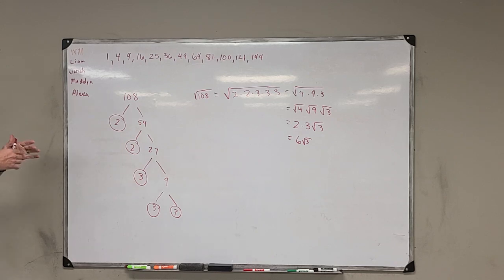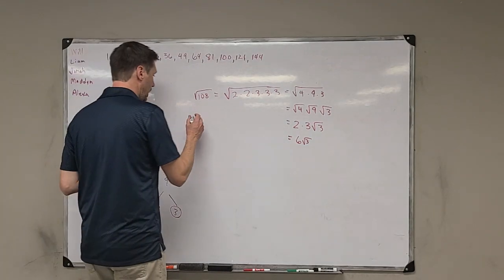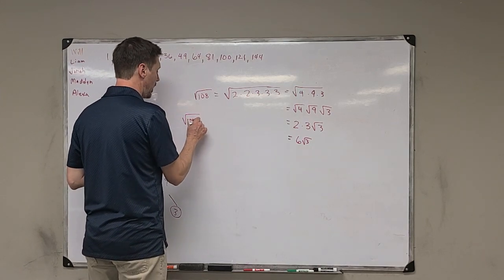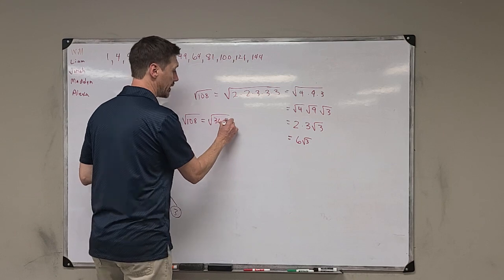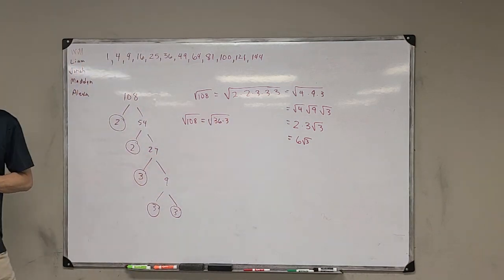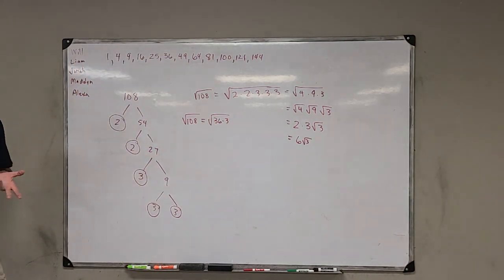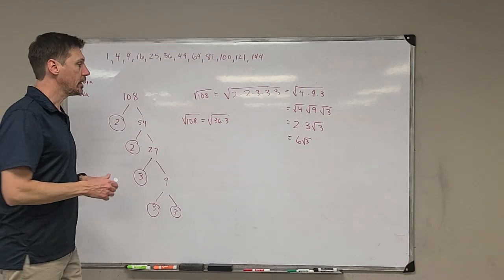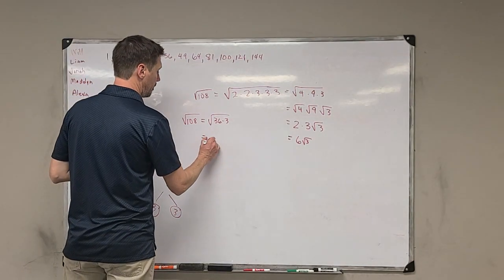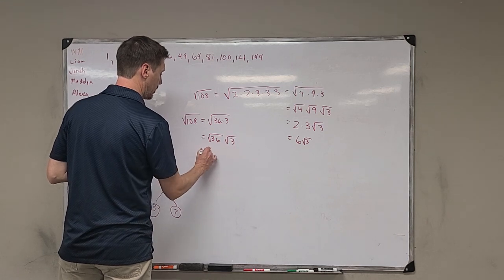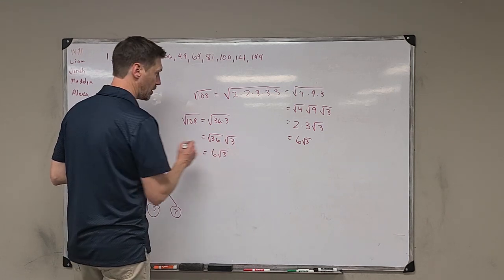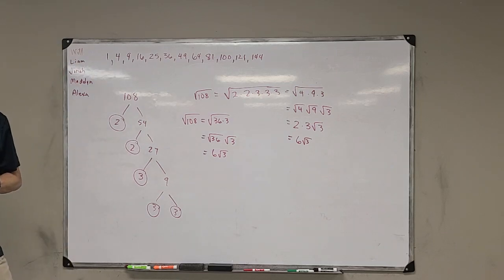Now because I got that answer, that tells me that the square root of 108 was actually the square root of 36 times 3. I didn't see that. But if I had recognized that, I could have just said this is the same as the square root of 36 times the square root of 3. And when I take the square root of 36, I get 6 square root of 3. Yes? But either answer is sufficient.